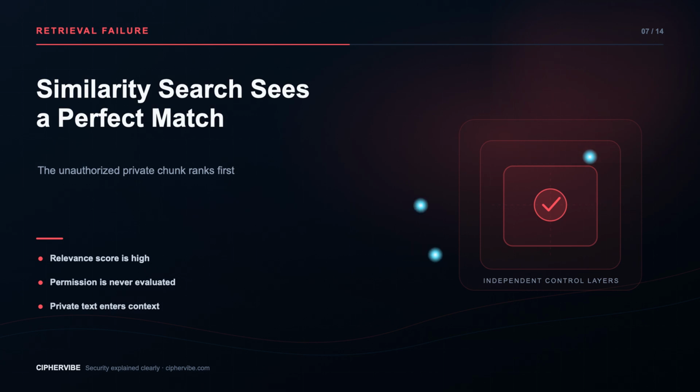The private compensation chunk is semantically closest, so it ranks first. The user never requested a secret and cannot open the memo, but retrieval supplies the chunk to the model. Relevance has silently replaced authorization.